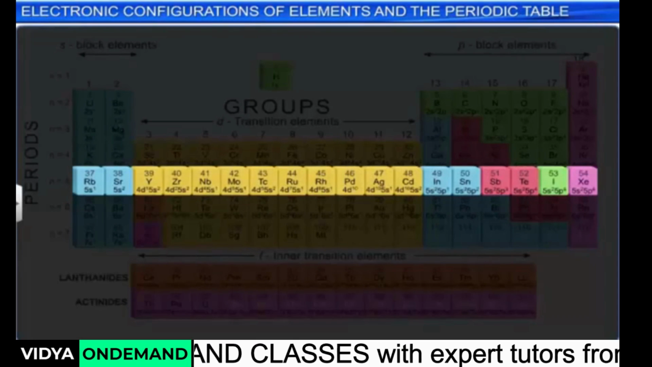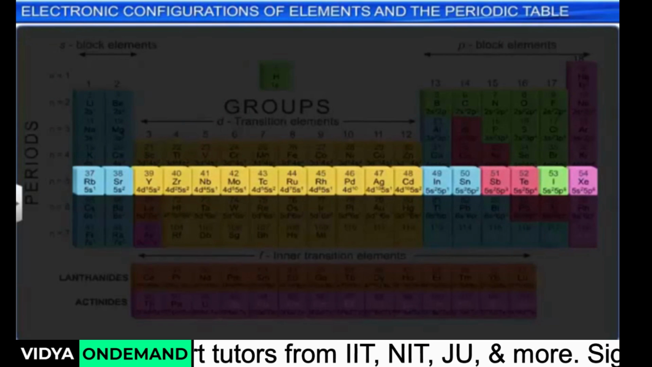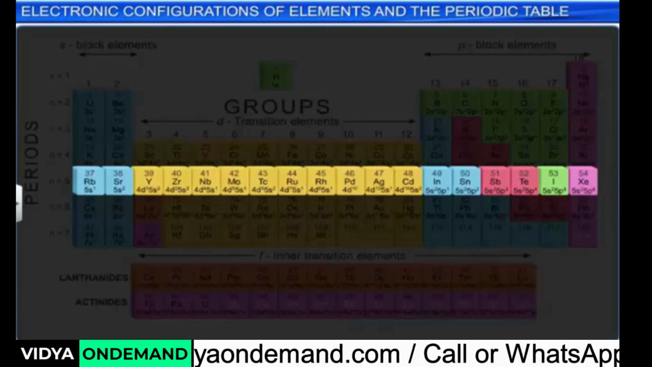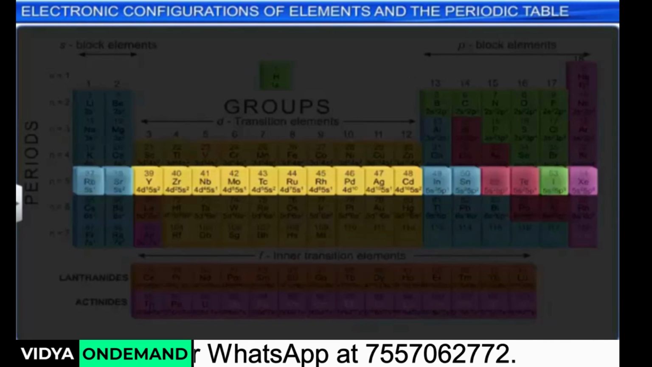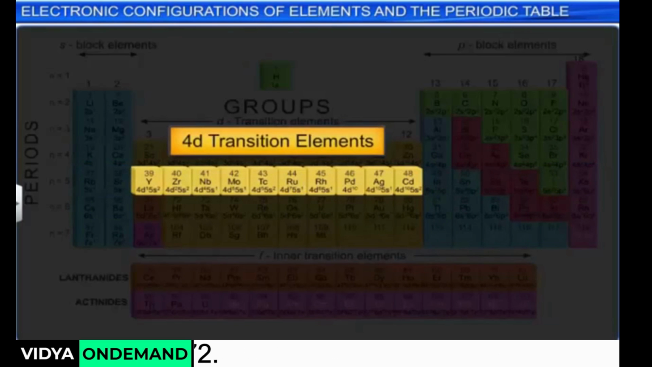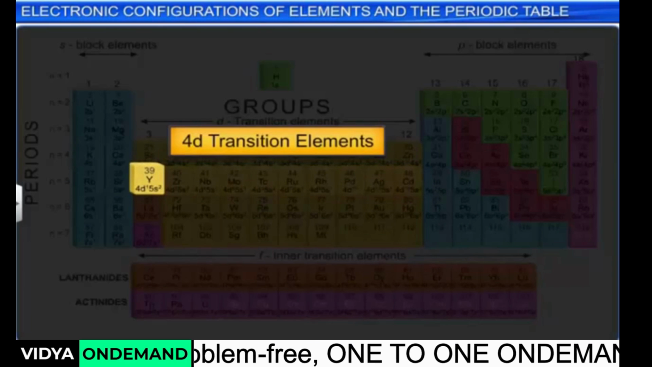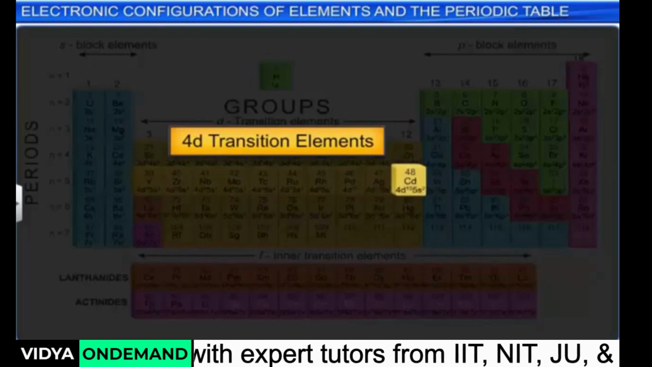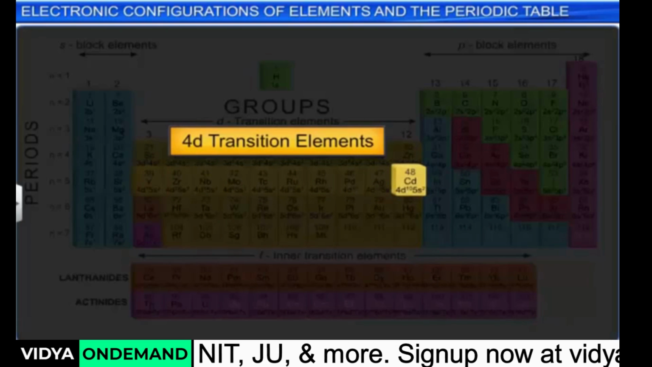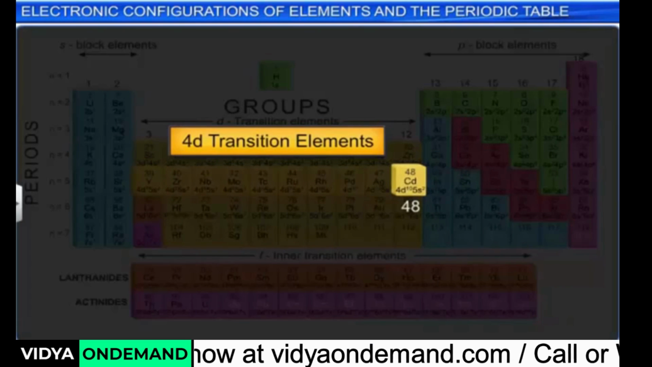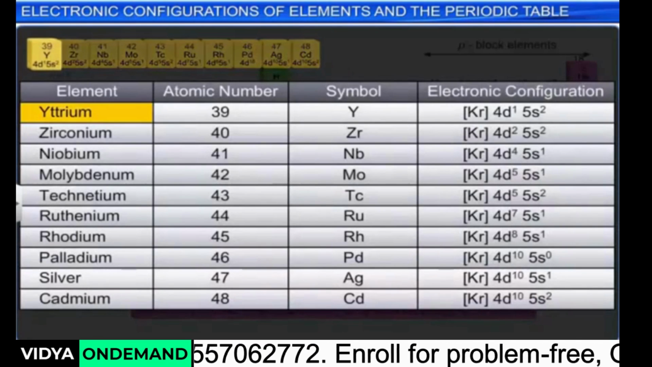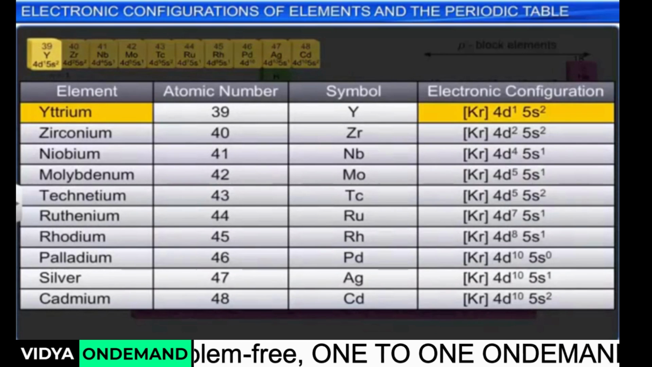The fifth period corresponds to the filling of electrons in the fifth energy shell, where n equals 5. This period contains 4d transition element series, which starts with yttrium that has an atomic number 39 and ends with cadmium with atomic number 48. The first element in the 4d series, yttrium, has an electronic configuration 4d1 5s2.